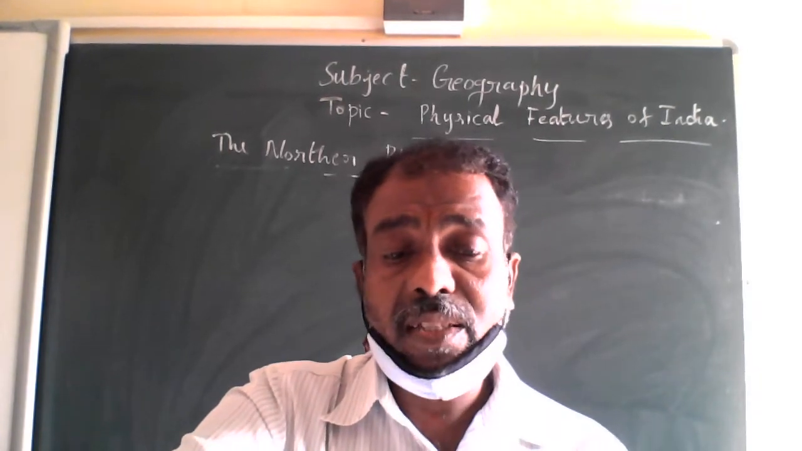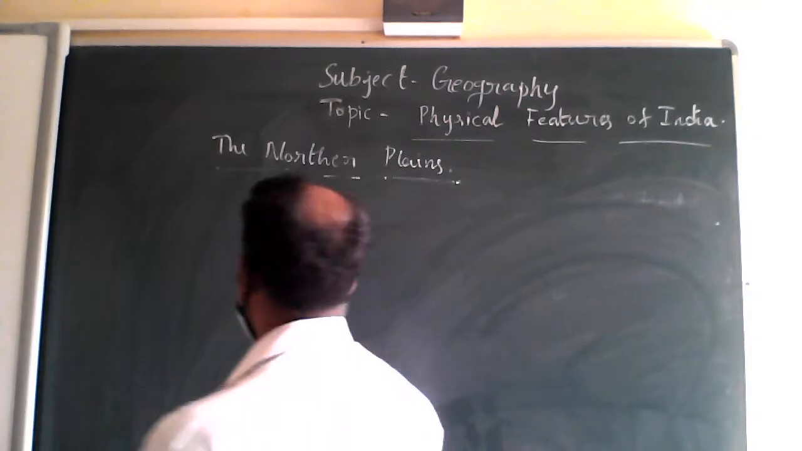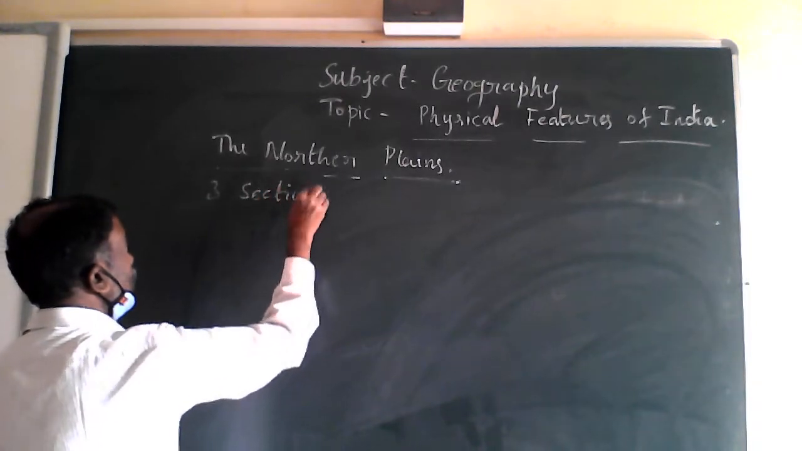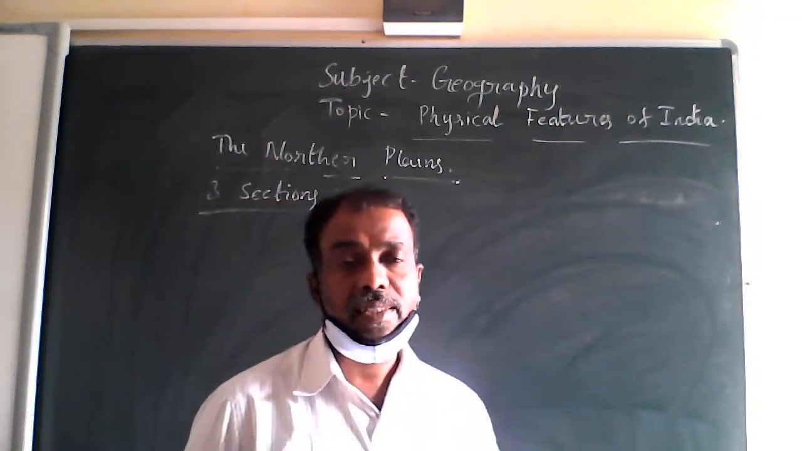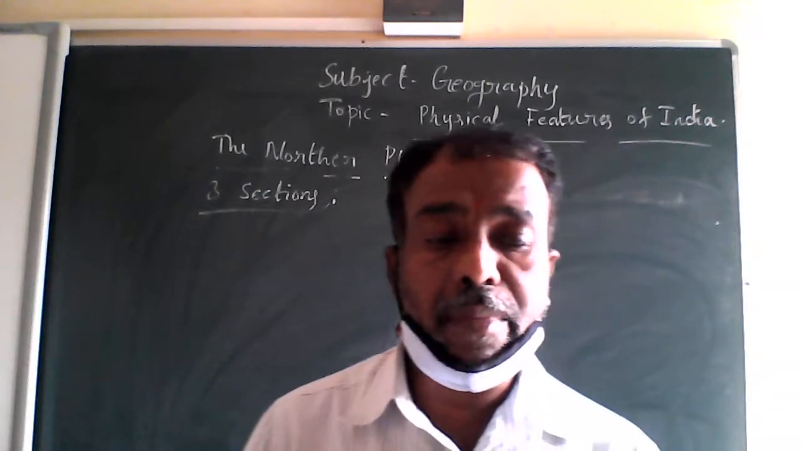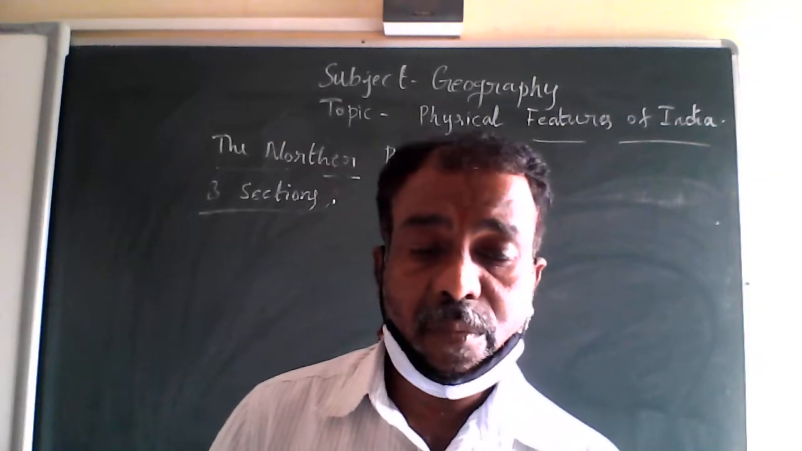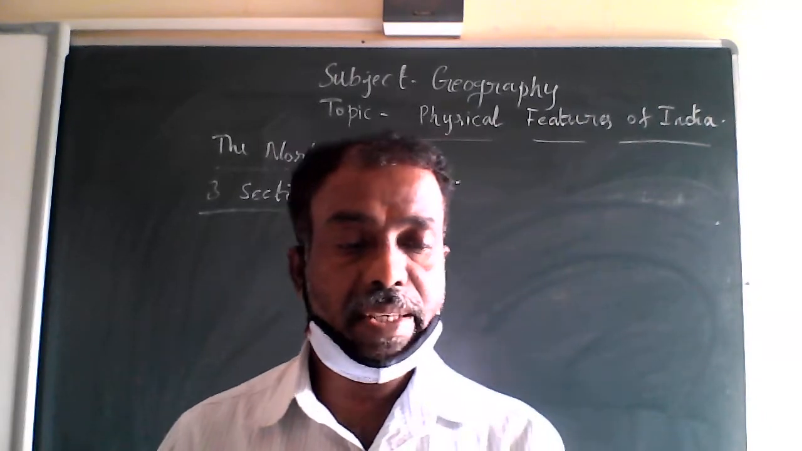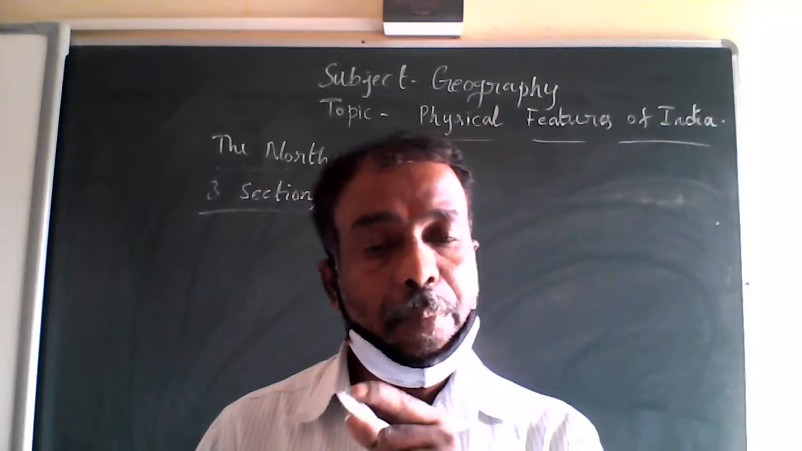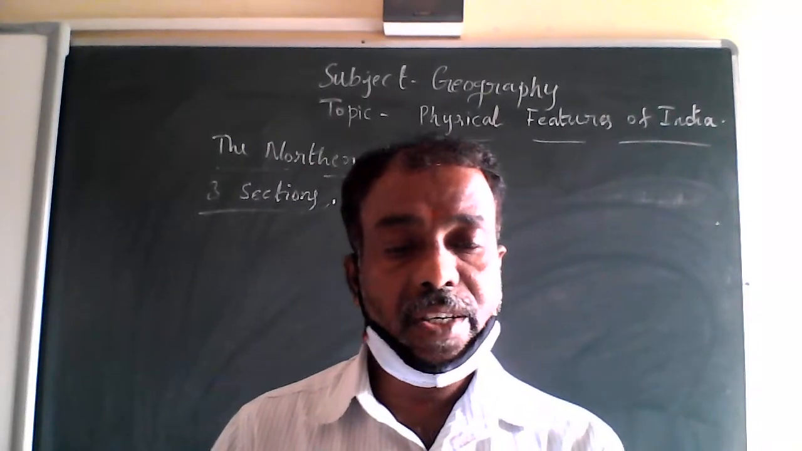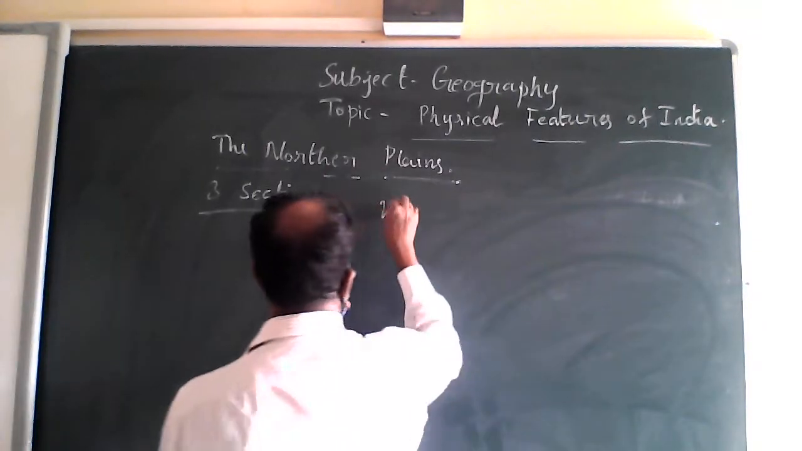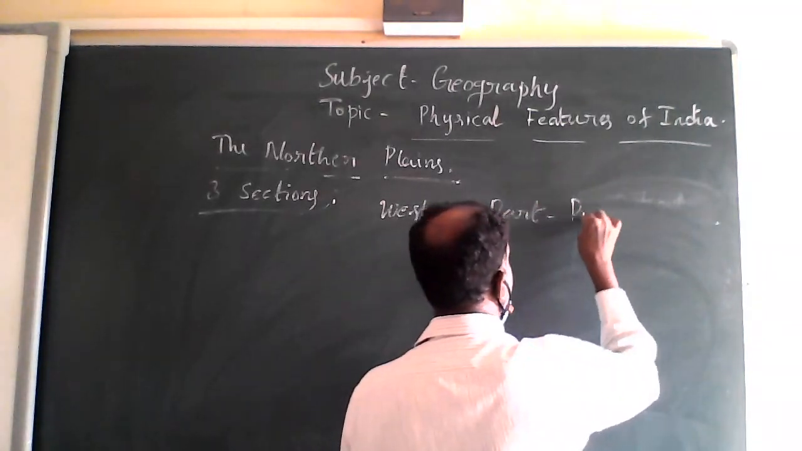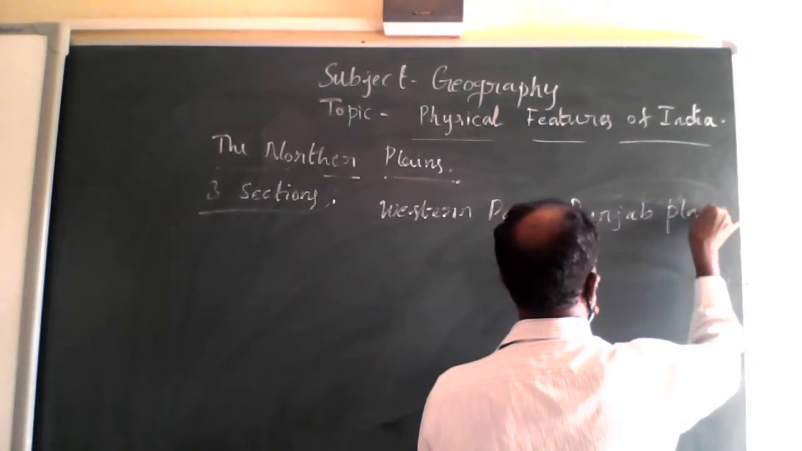The northern plain is broadly divided into three major sections. The western part of the northern plain is referred to as the Punjab Plains.